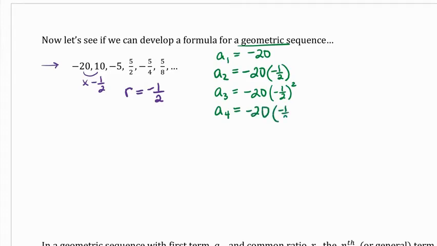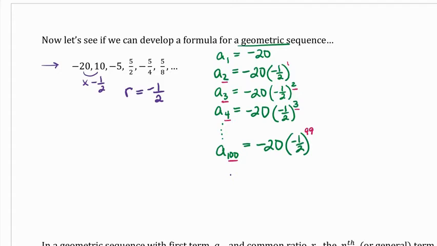And this time I've got to multiply by -1/2 three times. And again, if we jump ahead a ways, if I wanted the 100th term, I would take my first term, and then I've got to multiply by -1/2. And again, look at that relationship here. If I want the second term, I multiply once. If I want the third term, I multiply twice. Fourth term, I multiply three times. So if I want the 100th term, I'm going to multiply 99 times, and that would give us our 100th term.